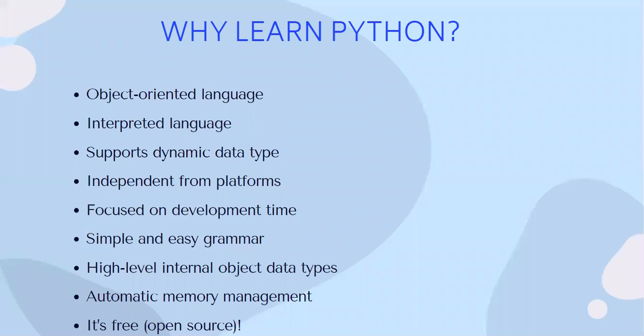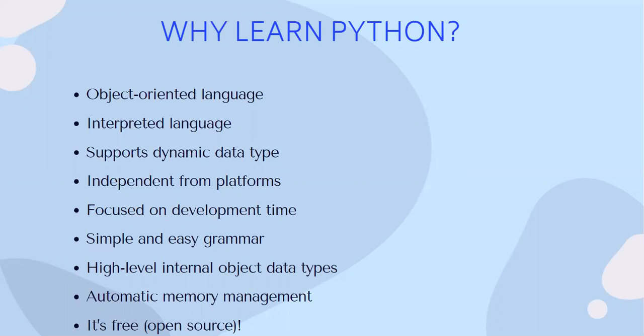So why should we learn Python? Python, as I earlier mentioned, is an object-oriented language, where the emphasis is more on objects as compared to functions. It is an interpreted language. It is easily interpreted, and it supports dynamic data types. Dynamic data type means whenever you create a variable, the data type of the variable is automatically assessed by Python. Independent from platforms. It is not dependent on platforms.